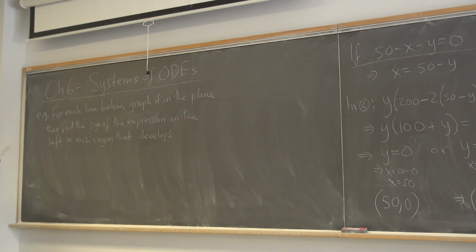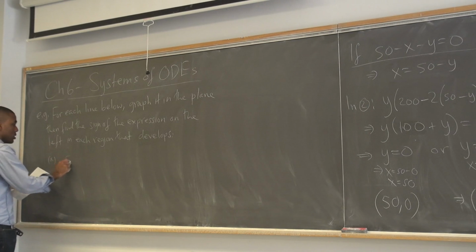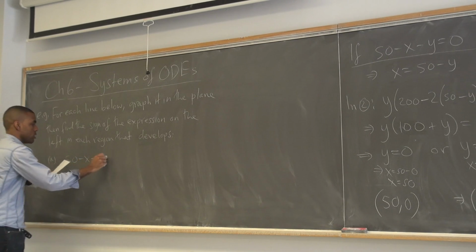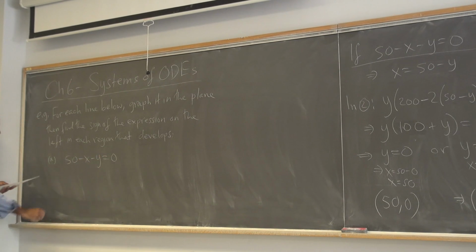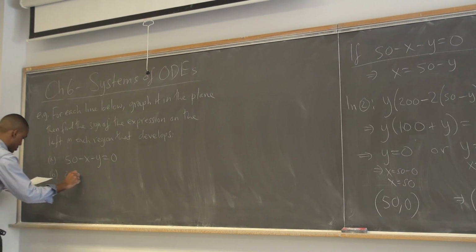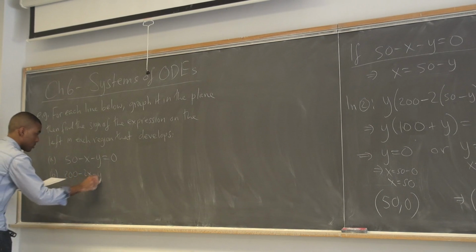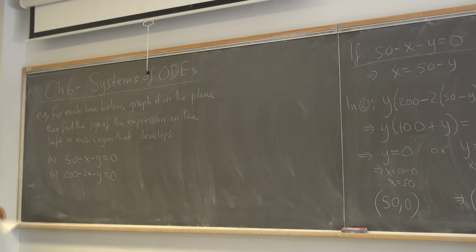So we're basically going to do this one at a time, and then later we'll do 2 equations together. So 50 minus x minus y looks just like what we had before. So for each of these, I'm going to graph this line and then figure out what is the sign of this expression in each of the regions that develop.